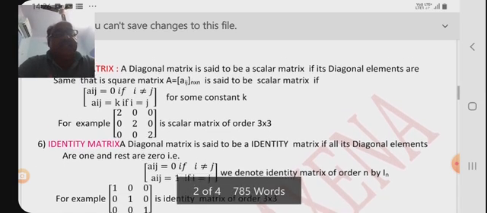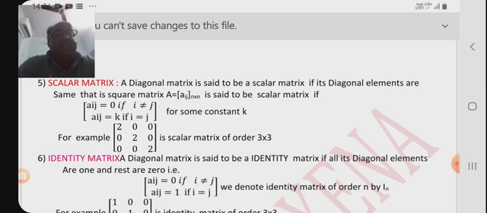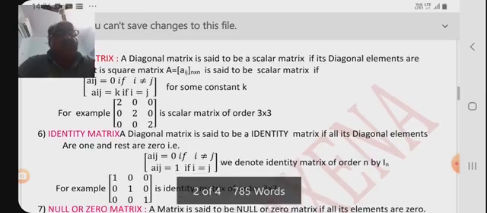Identity matrix is a special kind of scalar matrix only. In a scalar matrix, if we replace all diagonal elements by 1, then we get an identity matrix. यदि हम scalar matrix में diagonal elements को replace कर दें 1 1 1 से, तो हमारे को identity matrix मिलती है. Now we see the definition.